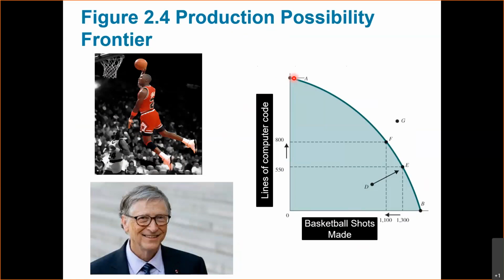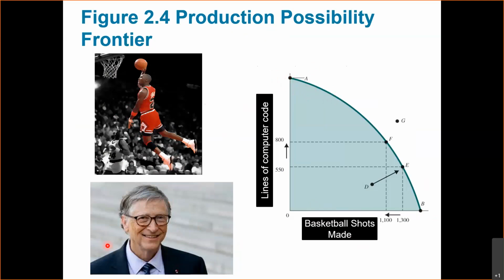Bill Gates, right? No, of course not. You send Michael Jordan. Why do you send Michael Jordan? Because if Michael Jordan goes to the gym, we get a whole lot of basketball shots. And we're not giving up very much computer code, because the dude can't write computer code very fast.